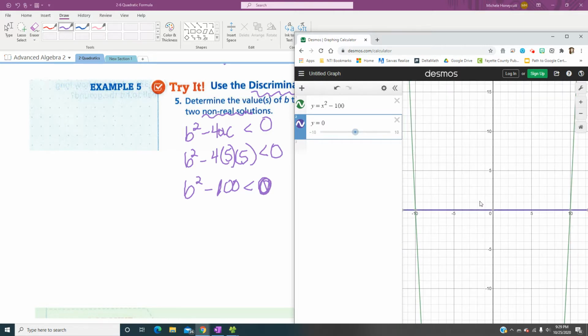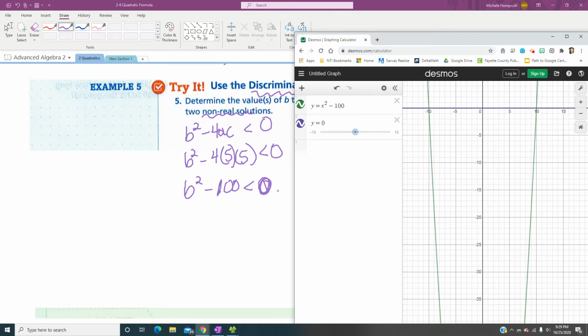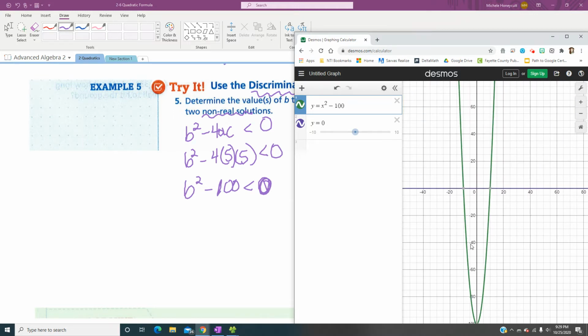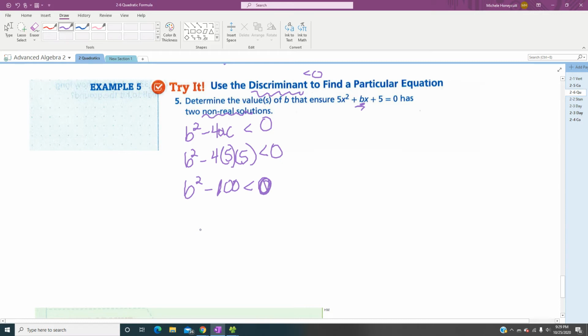I'm going to have to zoom out a little bit. All right, so it's asking when is b squared minus 100 less than 0, or when is it negative? It's negative in between negative 10 and positive 10, so this graph is negative all the way from here. And if I zoom out, I'll see a parabola. Negative from negative 10 until positive 10. So the values of b that would ensure that the equation has 2 non-real solutions are all the b's between negative 10 and 10, negative 10 less than b less than 10. All the values in between negative 10 and 10.